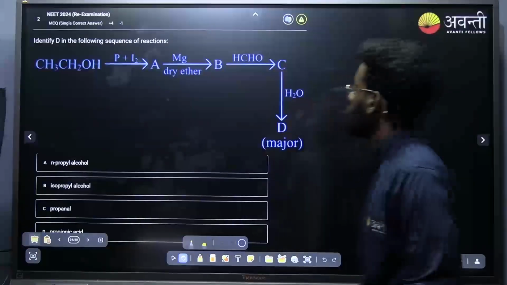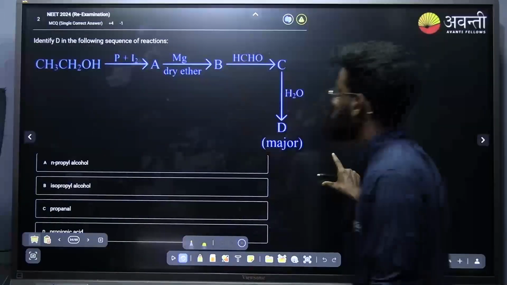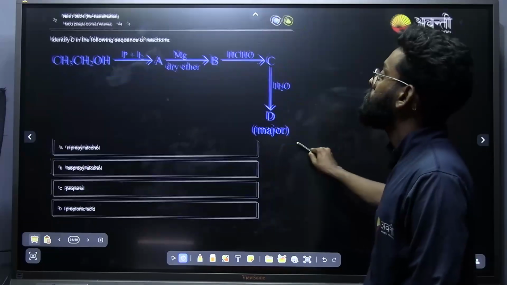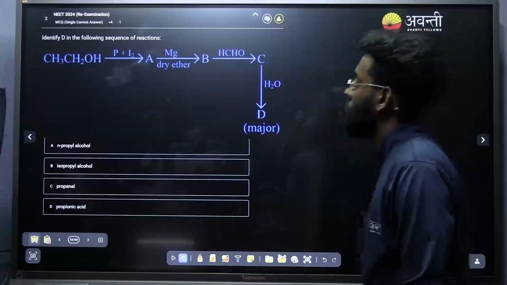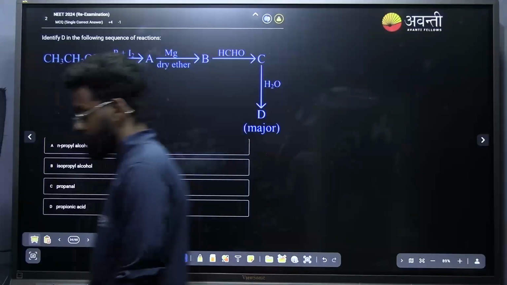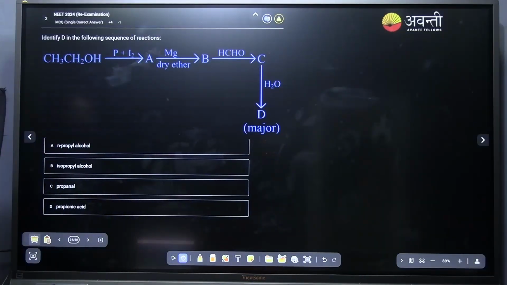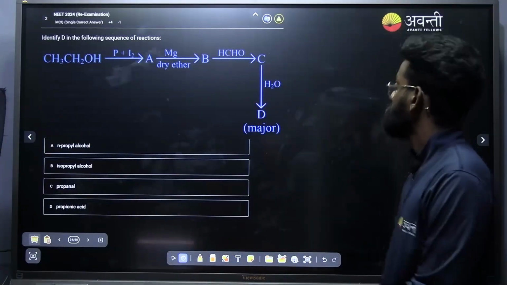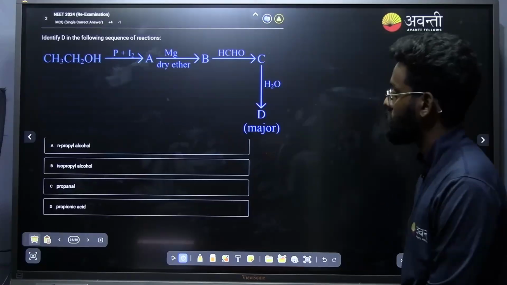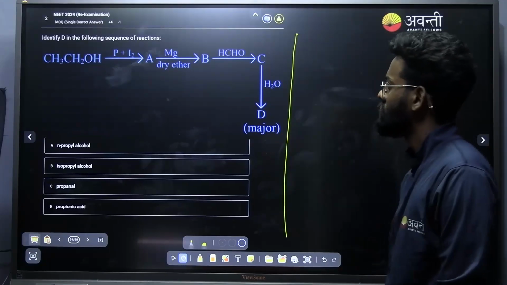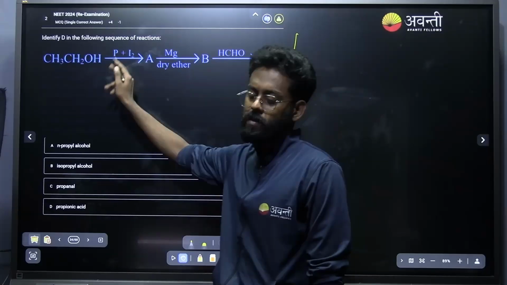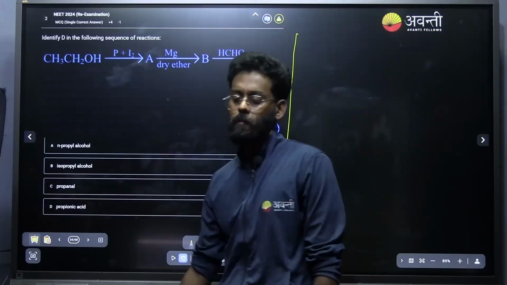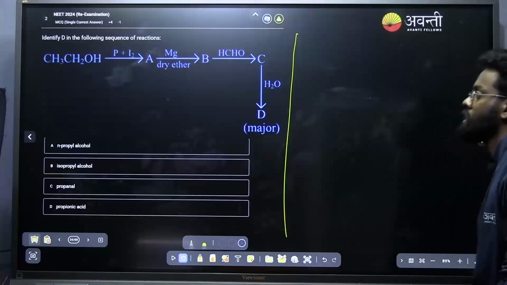Yes. Here is the next question. Go through it. CH3CH2OH with phosphorus plus iodine. Then on treating with magnesium in presence of dry ether, you will get B. Then HCHO, formaldehyde, will be giving C, which on hydrolysis will give the product D. What is the product D? Go through, it's very easy. Phosphorus plus iodine, what will I be getting? Yesterday we discussed this one. PI3 will be formed, which is a substitution reaction.